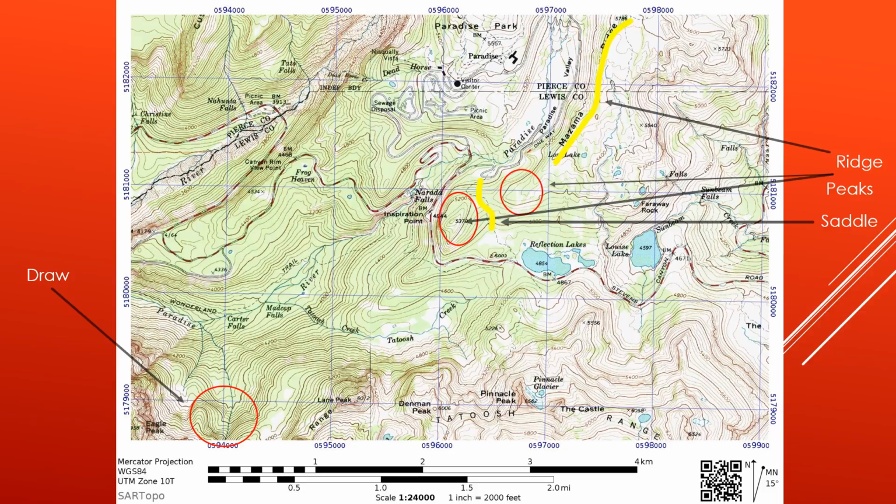Next is a draw. Draws are kind of tricky in that generally they've got water running through the middle of them, but not always. So let's find another draw. So here's a draw right here. And you can tell because it makes the contour lines make kind of a V impression. And that's typically where the water would flow.